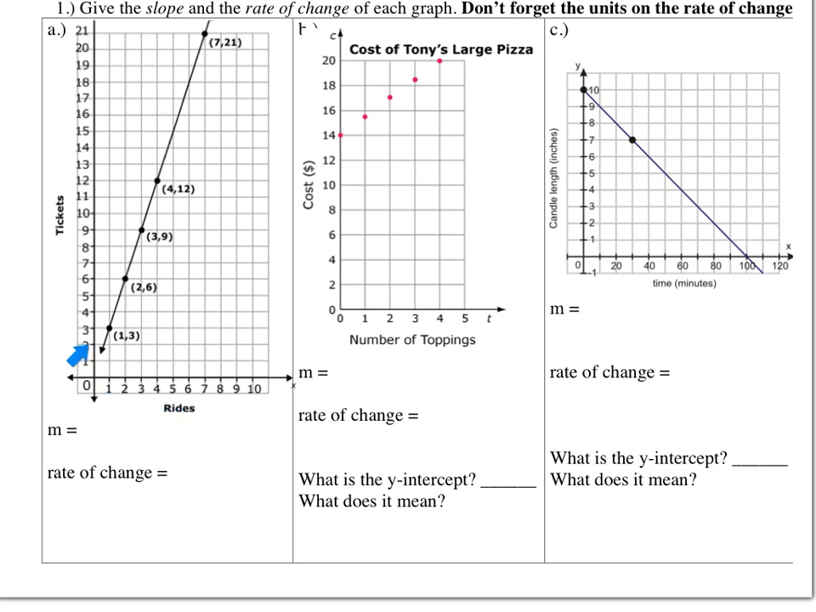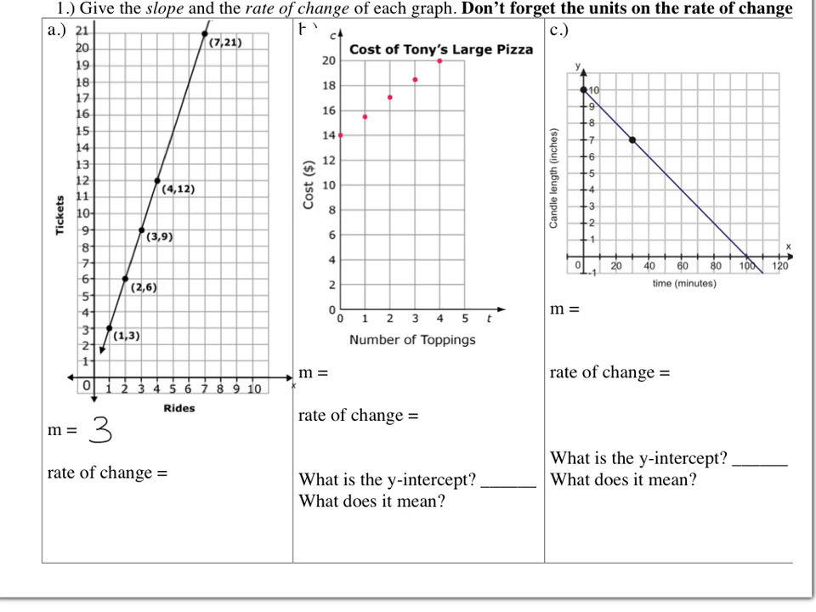And tickets, we are also counting by ones. So we would just have to count up, right? So if I start here, then my rise is 1, 2, 3, and my run is 1. So my slope is 3 over 1, which we just say is 3. Okay? Now that's just the slope. The slope is just the number, the rise over the run.